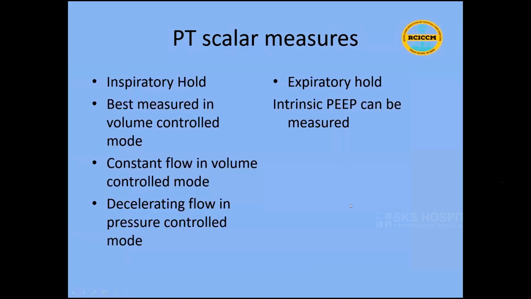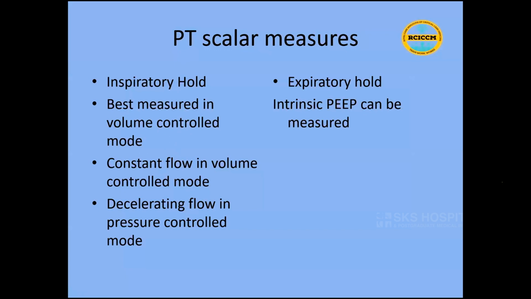Let's go into more detail. There are two maneuvers I would like to highlight, which are the inspiratory hold and the expiratory hold that you can do during a volume controlled ventilatory mode. If you do an inspiratory hold during volume controlled ventilation, if the flow is constant, then you can come up with the details of the plateau pressure. And employing a decelerating flow in a pressure control mode will be useful to reduce this peak inspiratory pressure. So having an inspiratory hold will tell us the plateau pressure.